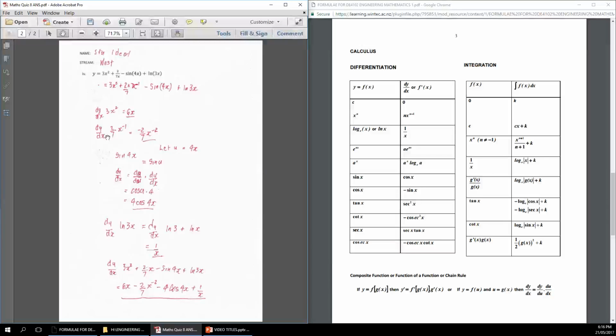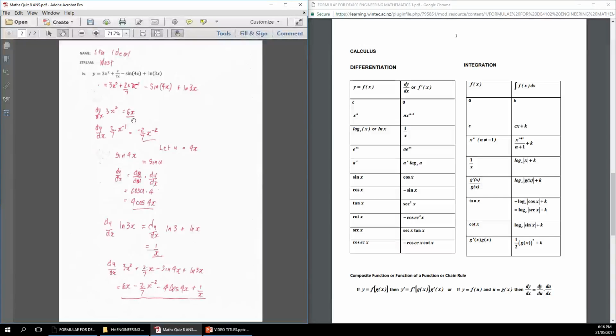dy by dx of 2 over 7x can be written 2/7 x to the negative 1. Now remember, 2/7 is a number. It's just 2 divided by 7, and then it's in front of the x power to the negative 1. So what we do there is we go -1 times 2/7, which is -2/7, x to the -2. And that's done. Now the next one, sine 4x.